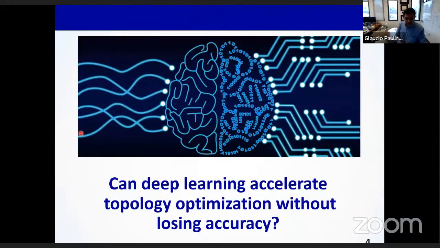So the key question that we have is, can we use deep learning to accelerate topology optimization without losing accuracy? Because the accuracy is very important.